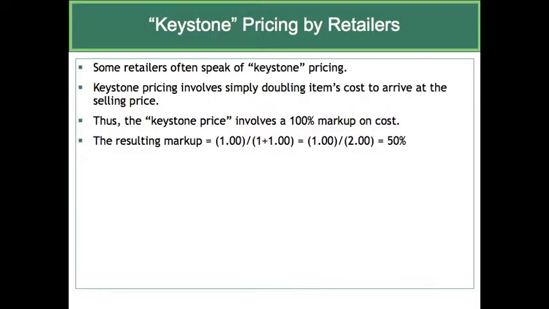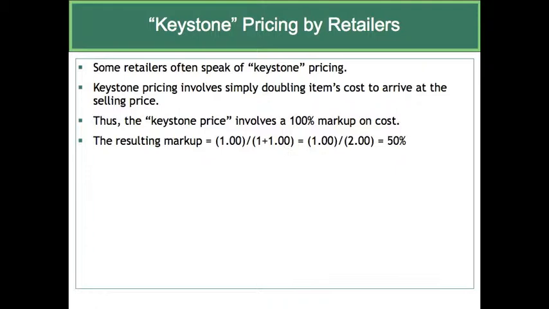Here's another retailing term that relates to pricing. Many retailers refer to a pricing approach called keystone pricing. Keystone pricing involves simply doubling the item's landed cost to arrive at a selling price. Thus, the keystone price involves a 100% markup on cost. The resulting markup on selling price, or margin, is calculated using our formula: markup on cost divided by 1 plus markup on cost. In this case, it's 50%. So this is a useful term to remember, and a useful relationship between markup on cost and margin.